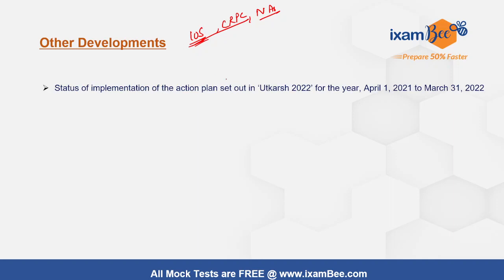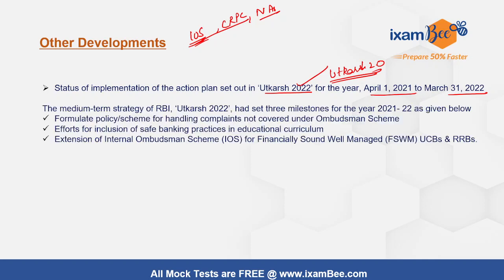Right, the status of implementation of the action plan set out in Utkarsh 2022 for the year April 21 to March 31, 2022. Utkarsh 2022 is a predecessor to the recently launched Utkarsh 2.0, right? There were certain milestones that were highlighted as a part of the medium term strategy, and what is the status of progress in that? That is being discussed.